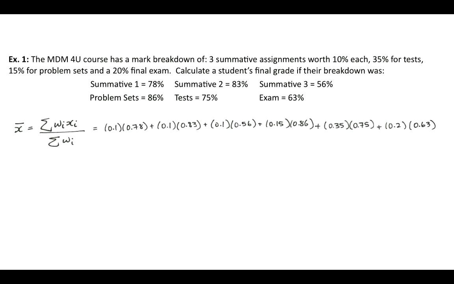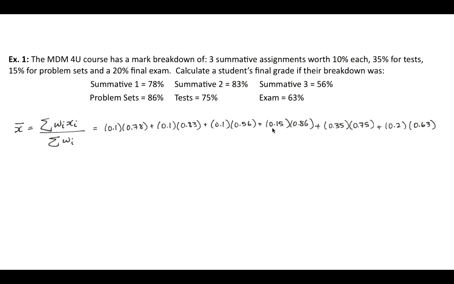Well, here we've got summative 1, which is 78%, right here. And so that's our first data point. So it comes down here. That's our first x, x1. And what's the weight of a summative assessment? Let's go have a look. There it is, 10% each. So we put weight 1 times summative 1 here. Then we go on to summative 2. Summative 2 is a summative assessment, so it has the same weight, and then there's its mark. Here's summative 3, and here's its mark.